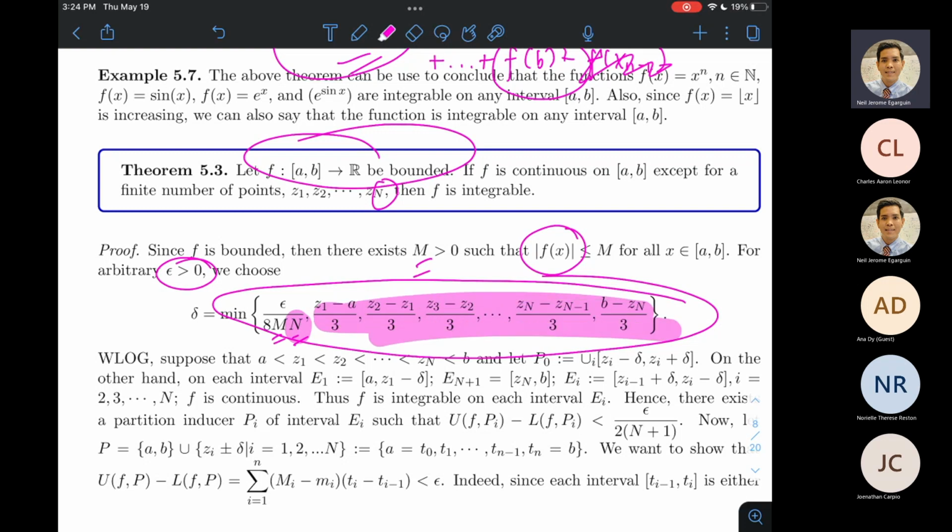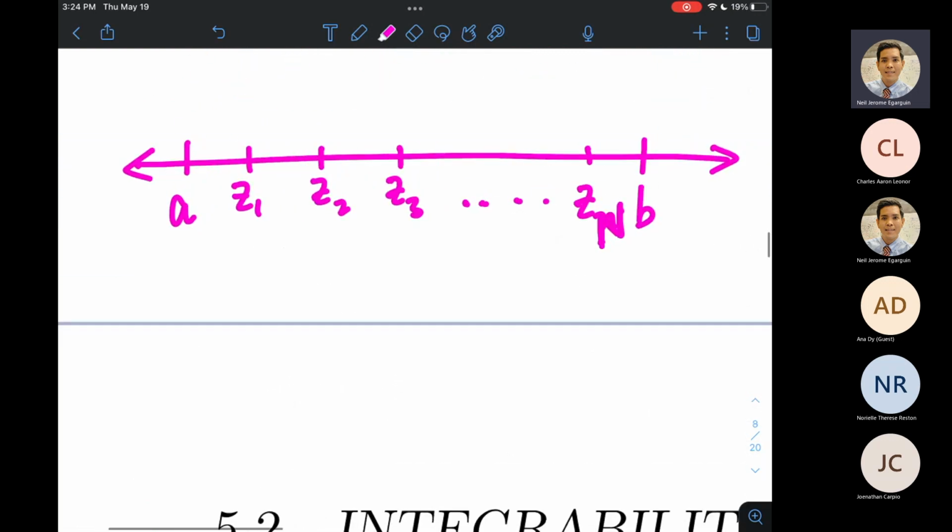Tapos, itong mga to ay magagaranti na yung delta neighborhood na centered kay Z1 ay hindi lalampas kay A at hindi rin siya makakarating kay Z2. Right? So ang idea kaya meron diyang mga over 3 ay para makulong yung bawat C sub n sa isang delta neighborhood na wala ng ibang lamang point of discontinuity. So yung delta na mapipili natin will be something like this.